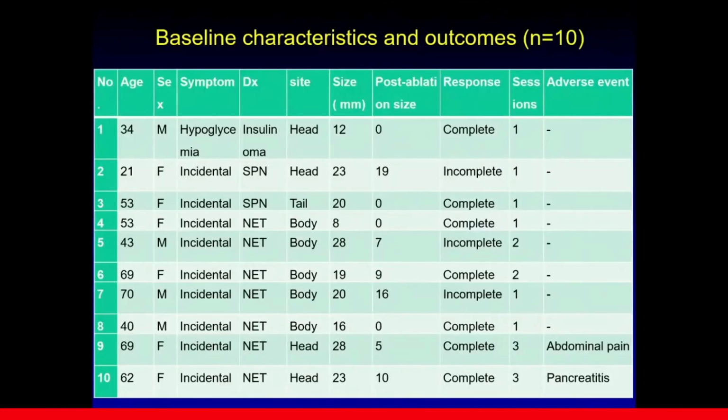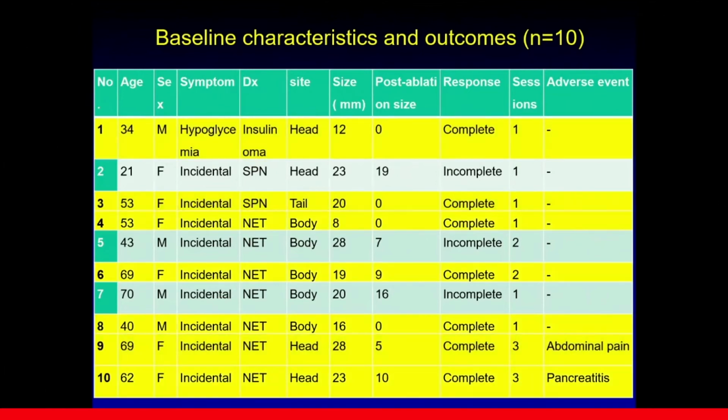In our study, we included 10 patients: 7 NET, 2 SPN, and 1 insulinoma. When we analyze our treatment outcome, 70% of the patients showed complete resolution. And 2 cases showed minor complications, such as abdominal pain or pancreatitis.